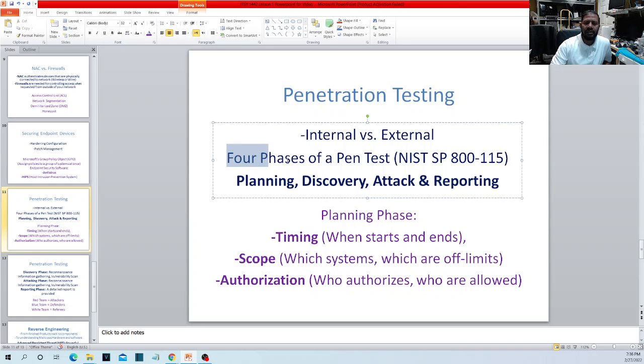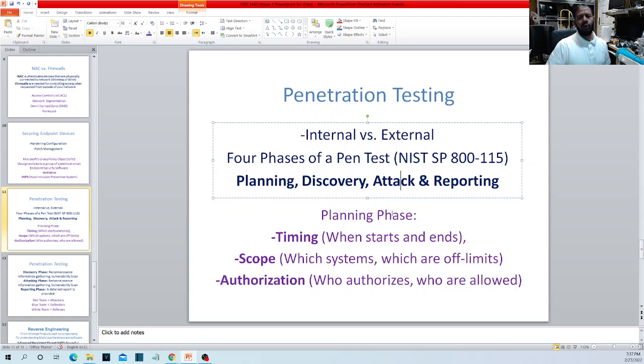Okay, so let's talk about that. There are four phases of the pen test. That is described in NIST documentation, in Special Publication 800-115 of NIST. It describes the standards for penetration testing. There are four phases: planning phase, discovery, attack, and reporting phases.